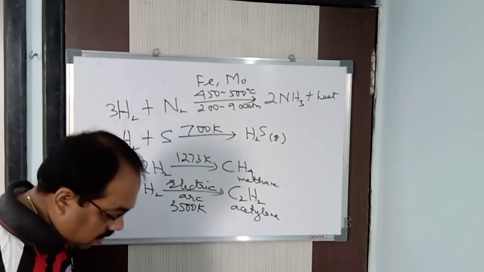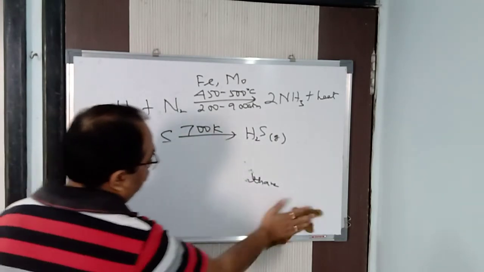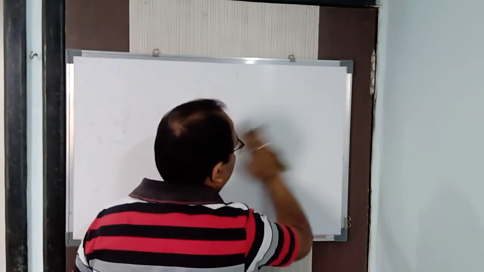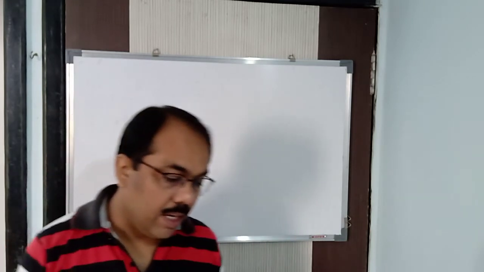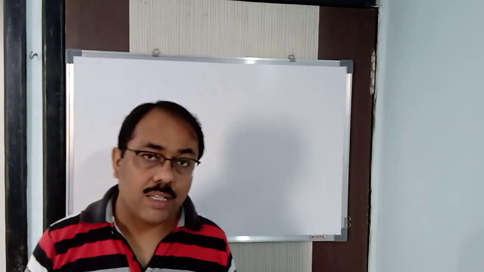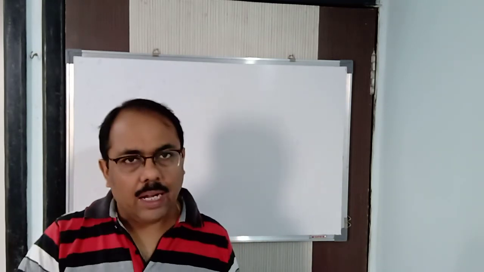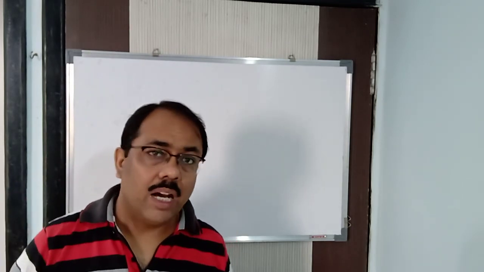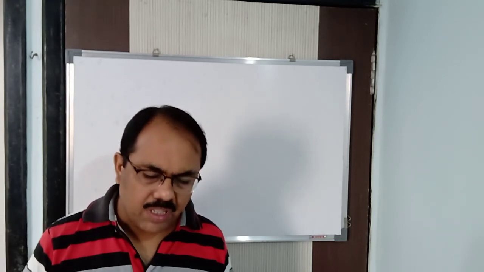Clear? Now, let me rub the board, then I will tell you. When a hydrocarbon, like alkenes and alkynes, reacts with hydrogen, it forms a saturated hydrocarbon, which is called an alkane. Listen carefully. Alkenes and alkynes are known as unsaturated hydrocarbons. Alkenes have a carbon-carbon double bond. Alkynes have a carbon-carbon triple bond. When they react with hydrogen, they form a carbon-carbon single bond, which is an alkane, and it is saturated.